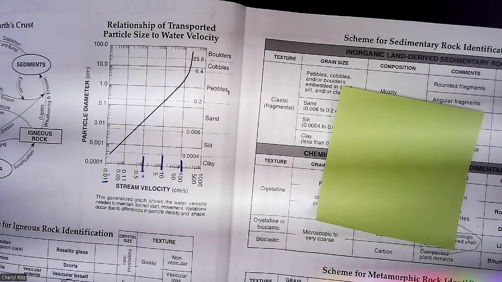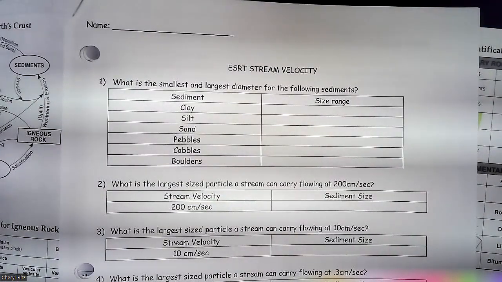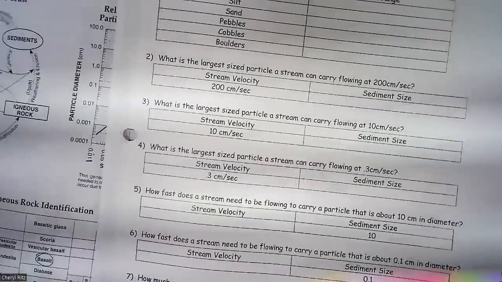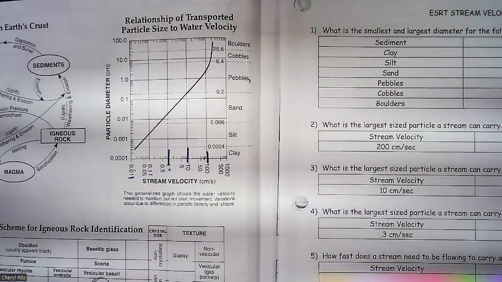I would like you guys to grab this that we just handed out. What is the smallest and largest diameter for each of the following? We're gonna skip that one for now. Let's go to question 2. What is the largest size particle a stream can carry flowing at 200 centimeters per second? So we want to know the largest size a stream can carry that's going 200 centimeters per second.